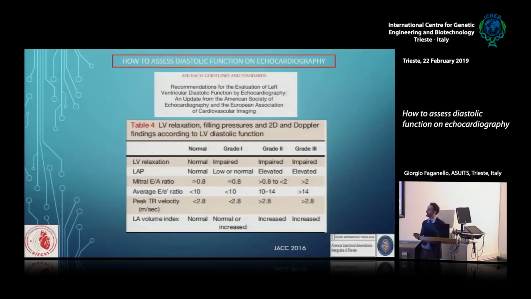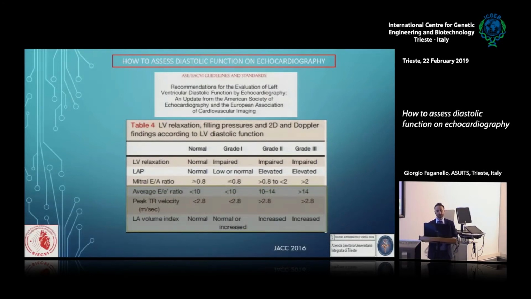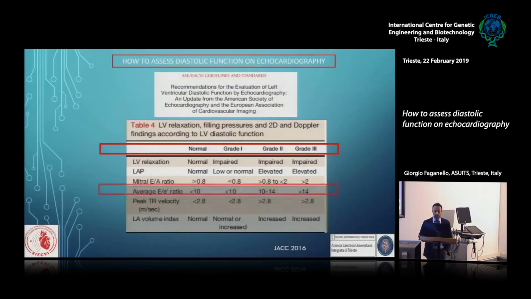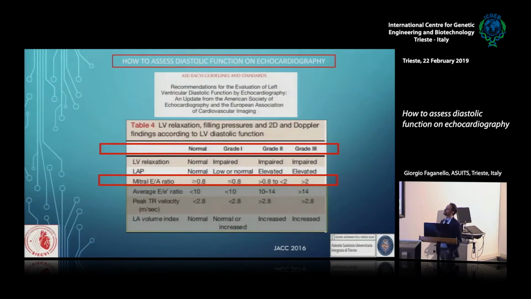So these are the latest American guidelines, recommendations on diastolic function, and there are 4 degrees: normal, grade 1, grade 2, grade 3. Let's see how the E/A ratio is described. So it's normal if over 0.8, grade 1 is less than 0.8, severely abnormal is more than 2, and then there's a gray zone between 0.8 and 2. And these numbers are quite easy to get.